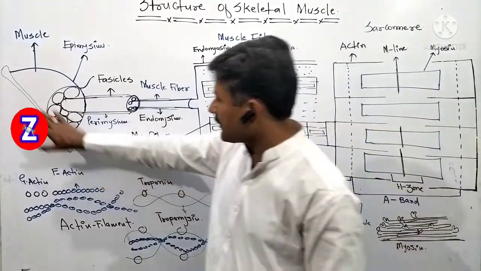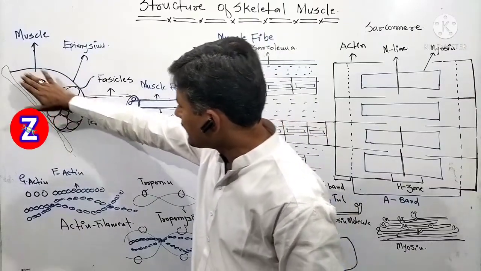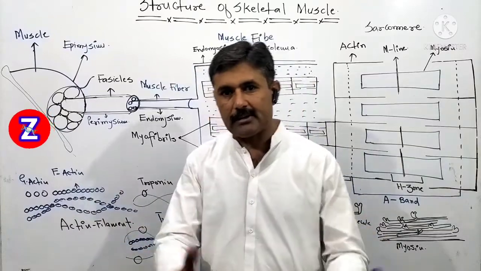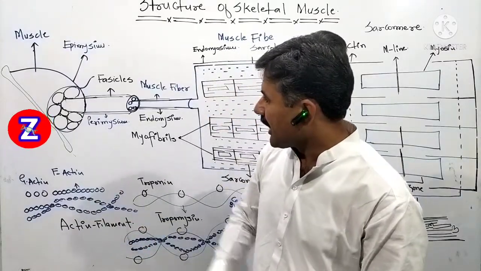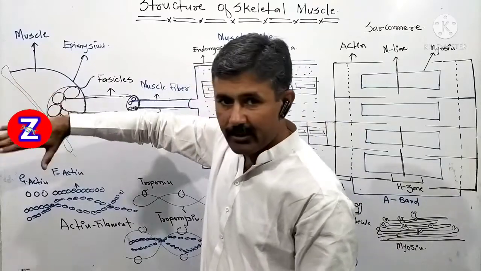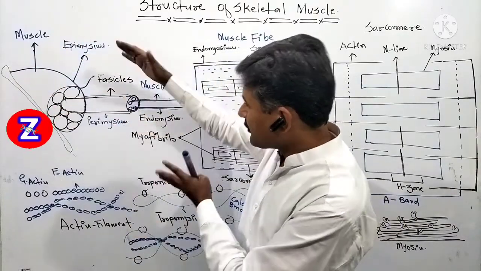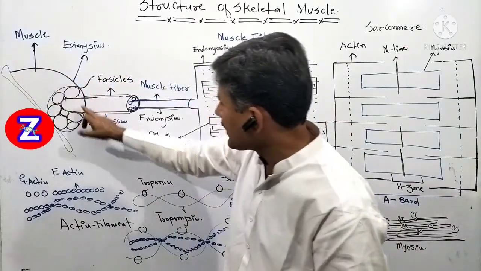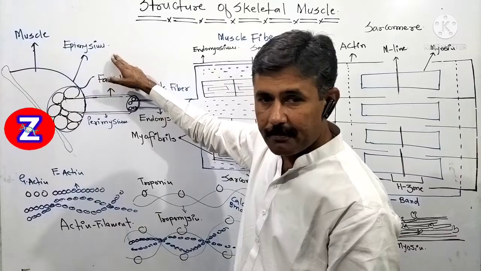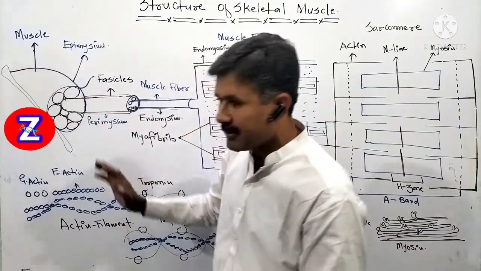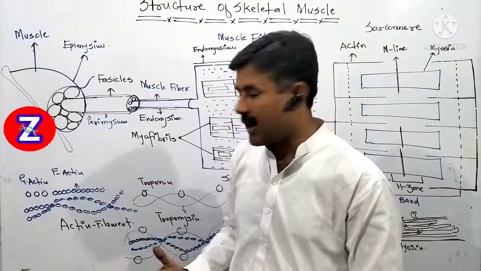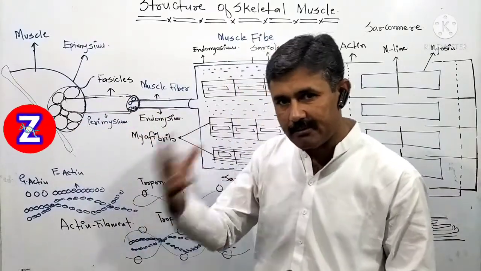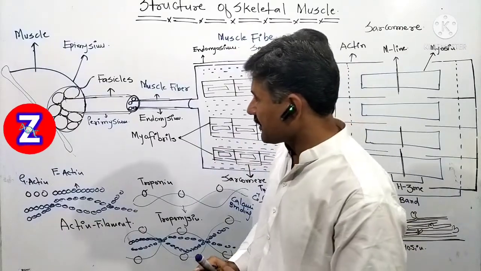Starting right from the beginning, this is a muscle. And this muscle actually is made up of bundles of muscle fibers. And actually a muscle is protected over by an external connective layer, and that connective layer is called epimysium. And epimysium covers the structure of muscles externally. Within epimysium there are several bundles of the muscle present.